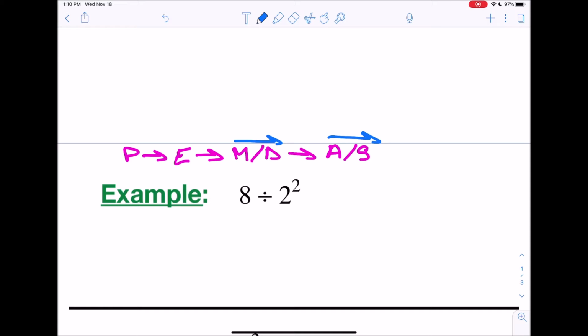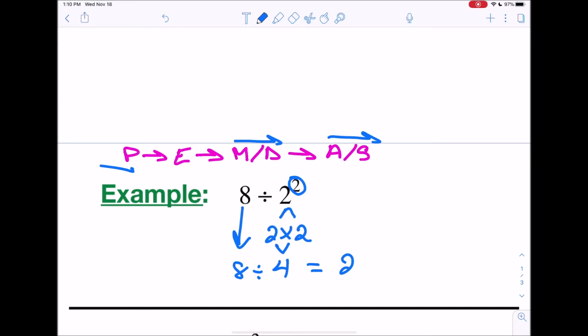Now we have 8 divided by 2 to the second power. Well, there's no parentheses, so that's done. And the second step is exponents. We definitely have an exponent. We have a 2 on our 2, so that means we're going to multiply 2 to itself 2 times. So this is going to equal 2 times 2. 2 2's, because there's 2 as the exponent. 2 times 2 is 4. And now I can drop down that 8. And we have 8 divided by 4, which is 2.